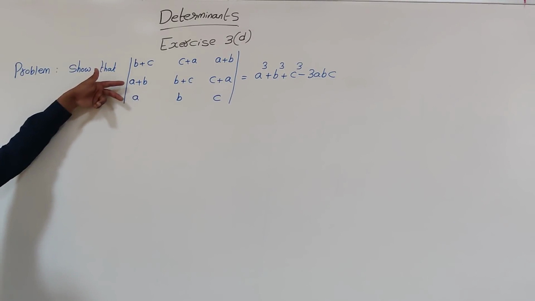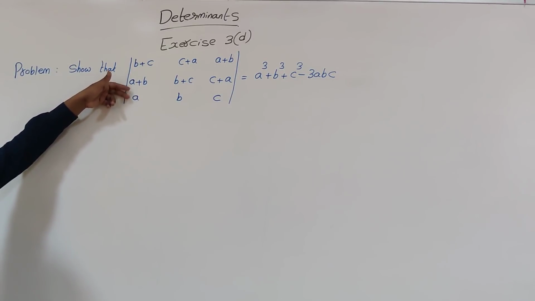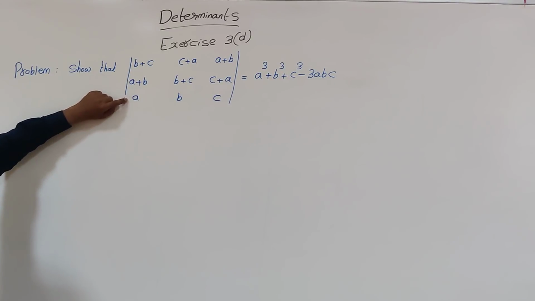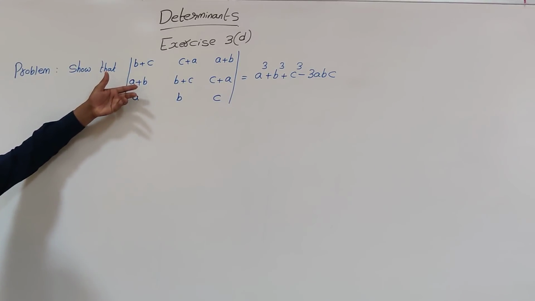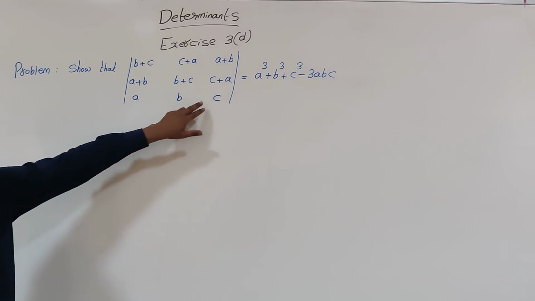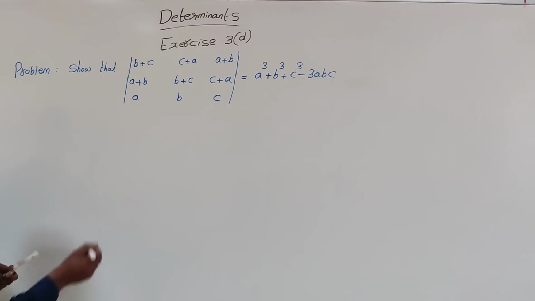Observe the row 2 elements and row 3 elements. There is some common point in that. If we consider the row 2 elements and row 3 elements, there is a and a. So which we can vanish by how? Multiplying the row 3 with minus 1. So we'll see the proof.